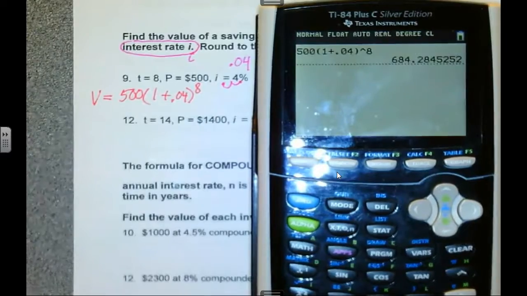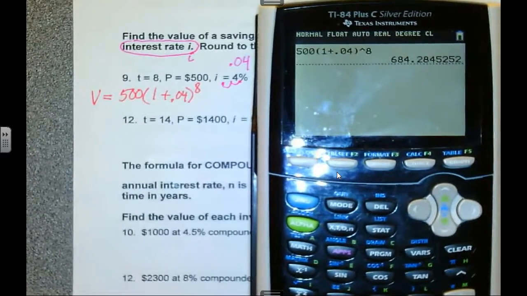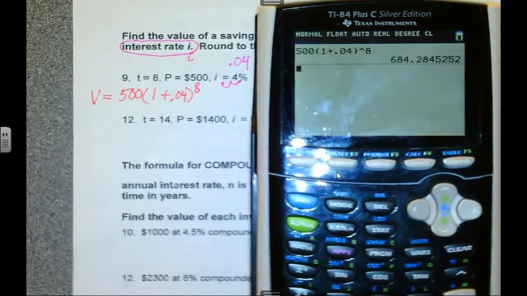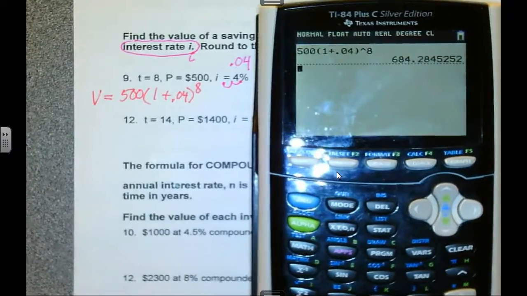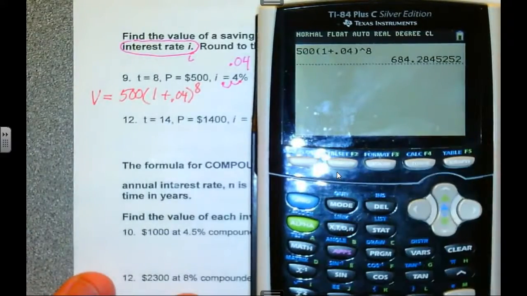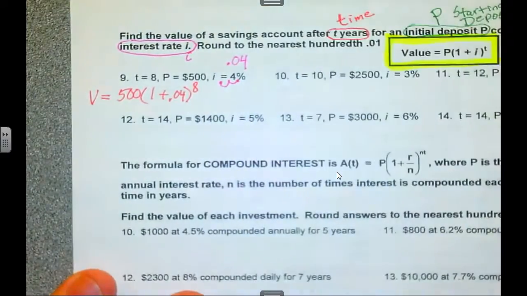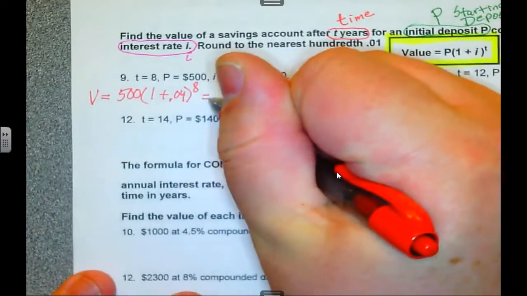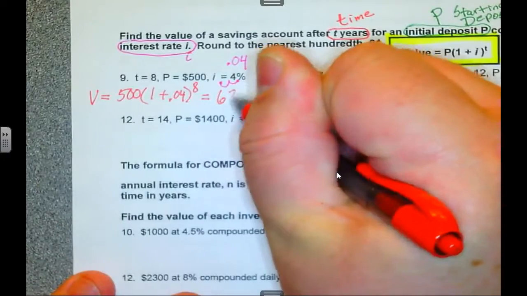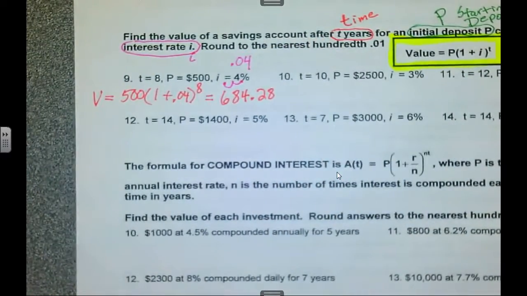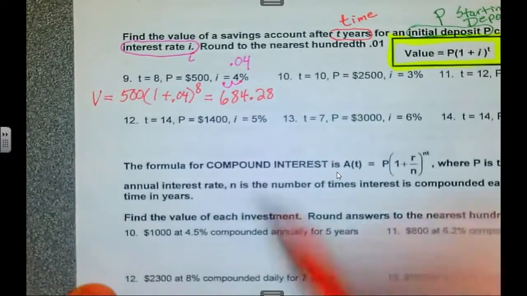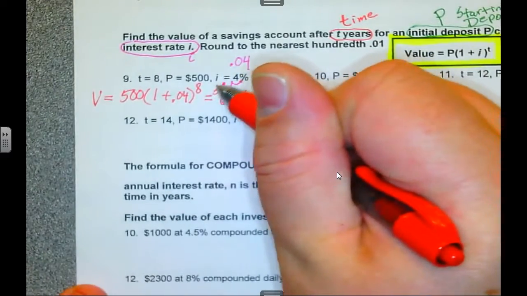Hit enter. Now we're dealing with money, so how many decimal places should we go to? Yeah, 2, right, for cents. So I have $684, and this is a 2, so I'm going to keep the 8, and 28 cents. And right now, I'm not caring about labels or anything. If you want to put the dollar sign there, wonderful.